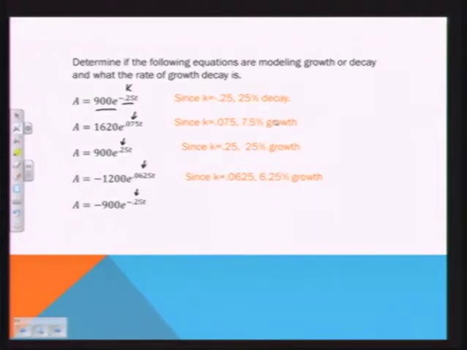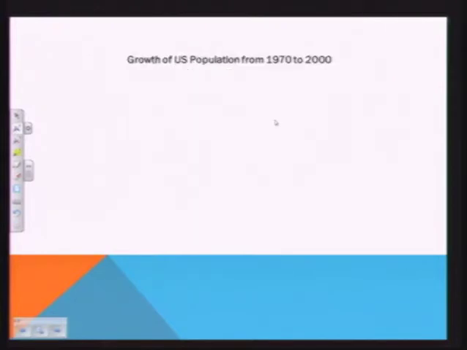Notice I've ignored completely what we start with. That's why I threw these last two examples in. I don't care whether our initial amount's positive or negative. We're simply looking at K to determine whether we have growth or decay. And in this last one, K is negative 0.25, which means we have 25% decay. Now let's look at some examples.